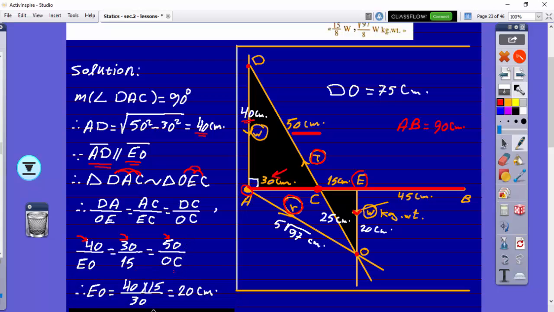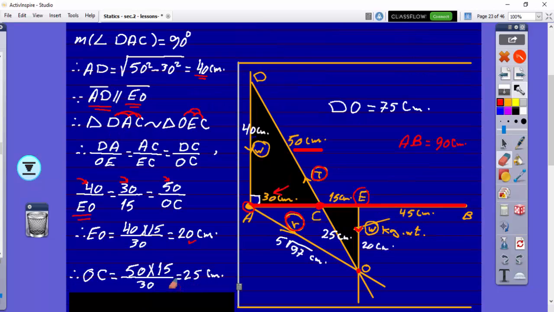And now we complete. What is the length of EO? EO equals 40 multiplied by 15 over 30, which equals 20. Okay? You can use your calculator. What is the length of OC? OC equals 50 multiplied by 15 over 30, which equals 25. Now we know that EO equals 20 and OC equals 25. Now what is the length of DO? It's 50 plus 25, which equals 75.